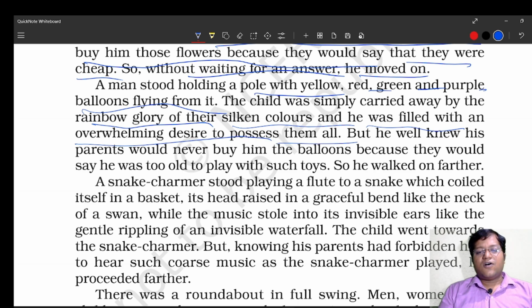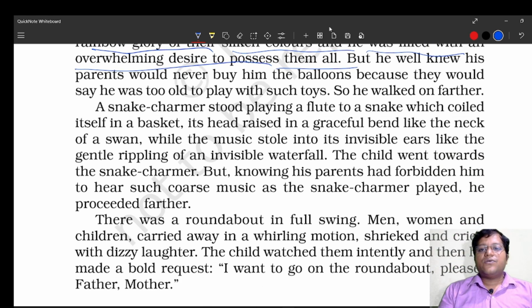The colors of all these balloons were very attractive to the boy. The boy wanted to possess not only a single color but all the balloons. It was the desire of the child. But he well knew his parents would never buy him the balloons because they would say he was too old to play with such toys. He did not tell his intention to his parents because he knew they would never give him. Instead, they would say that he was too old to play with such toy balloons.